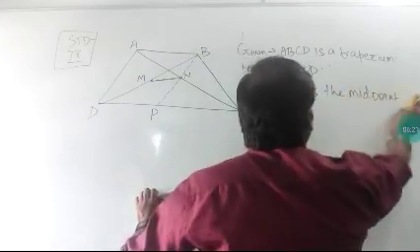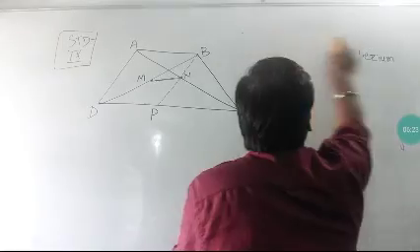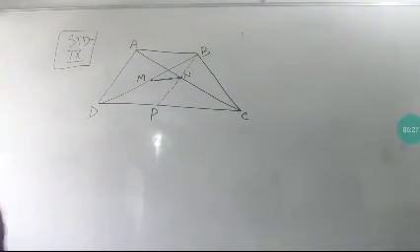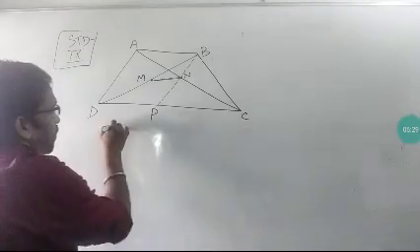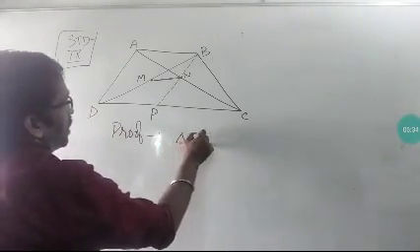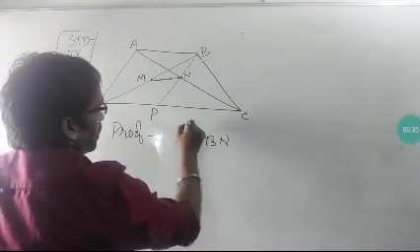Actually, if we can prove here, actually we need to prove here that PC is equal to AB. Okay, why?